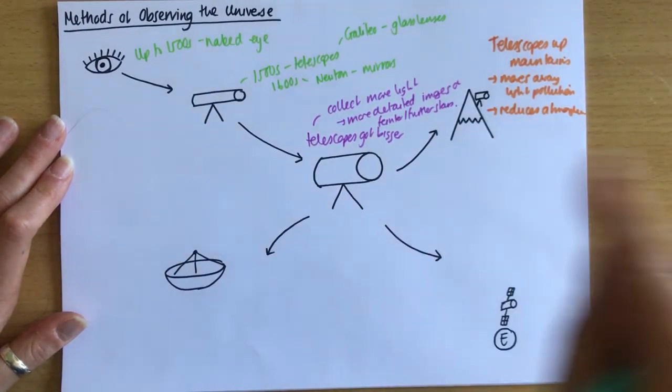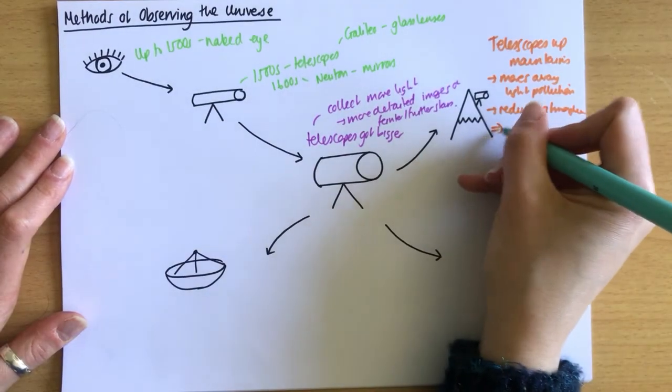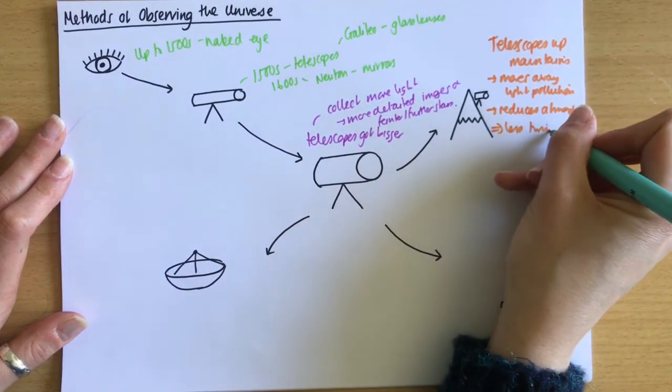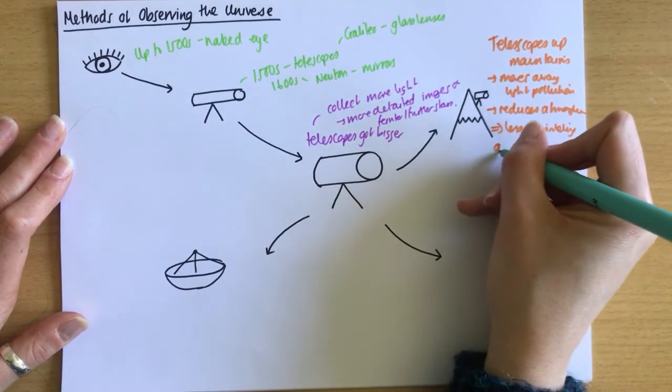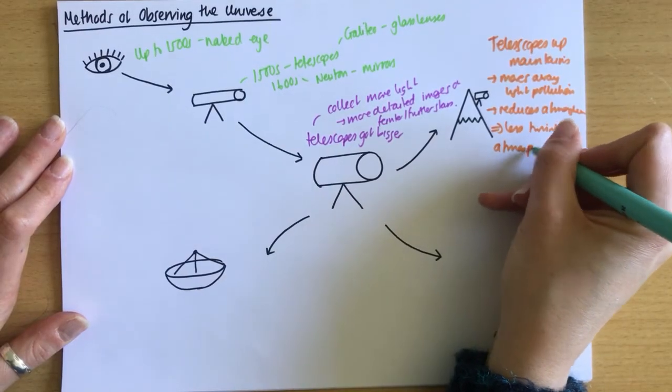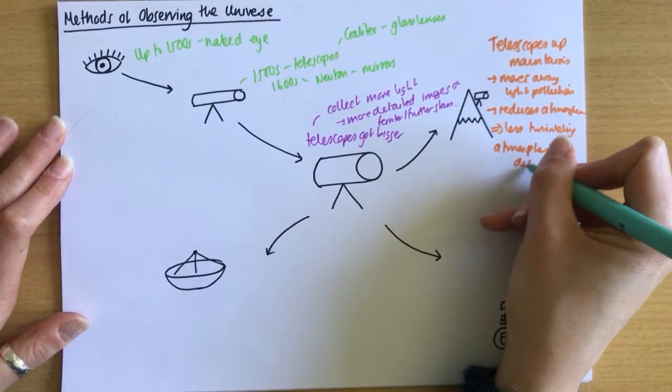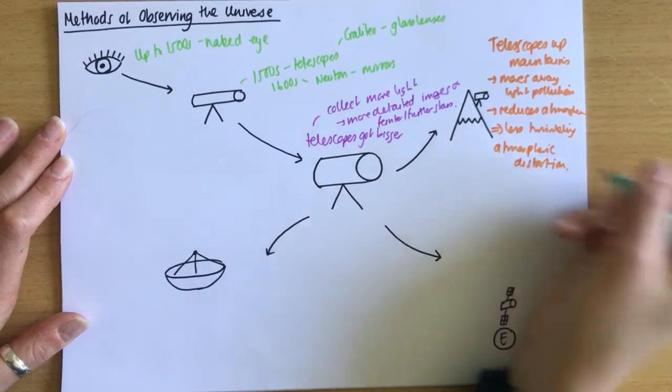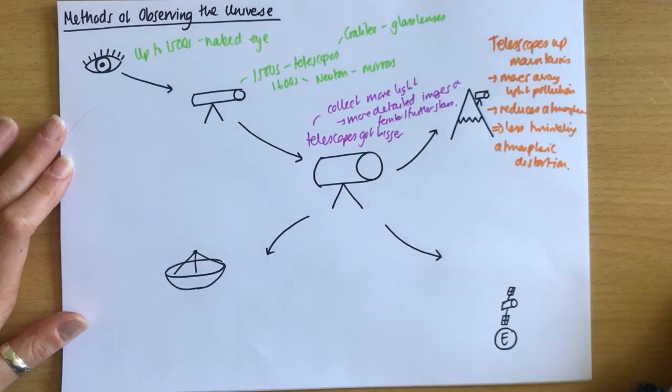between the telescope and the stars, which means you have less twinkling, or we say atmospheric distortion. So stars don't actually twinkle. The only reason they seem to twinkle is because as they come through the atmosphere, it distorts the light and makes them look like they're twinkling. If we can put a telescope up a mountain, we're getting away from a lot of that, and therefore we're going to get clearer images.